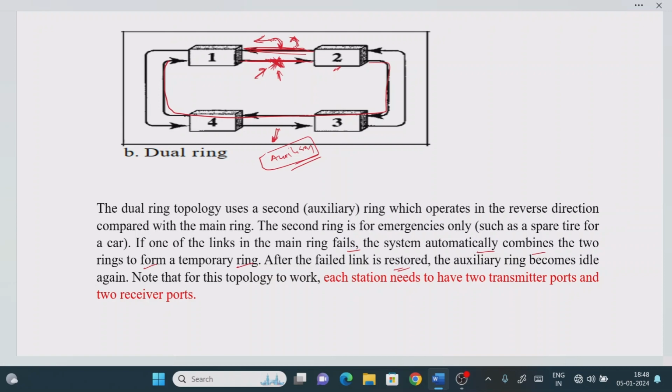So here is the note: for this topology each station needs to have two transmitter ports and two receiver ports. Two transmitter ports, see that it is one receiver, right? This arrow mark, we have one more receiver, right? Two receivers. So two transmitters means arrow marks going to some other system, this is 1, 2. It means that each station needs to have two transmitter ports as well as two receiver ports. Simple thing to understand, guys. Dual ring means we have backup support.